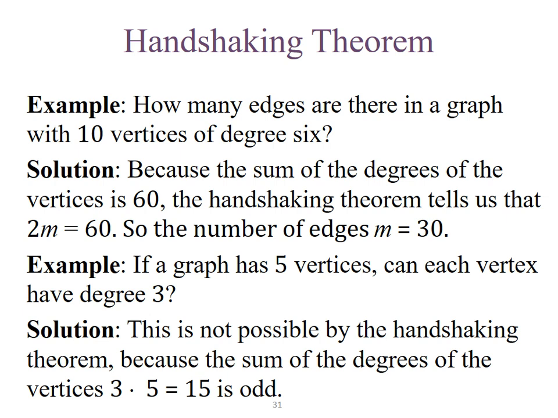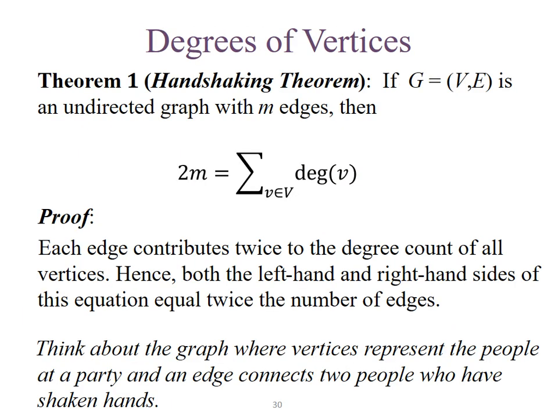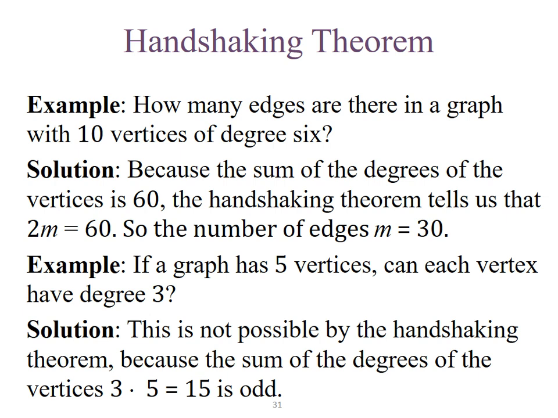Okay, next example: if a graph has 5 vertices, and each vertex has degree 3. By the handshaking theorem, the summation of the degree of all vertices must be an even number. Once we have 5 vertices and each has degree 3, the total summation will be 15. Then it's not an even number, so it's not possible.